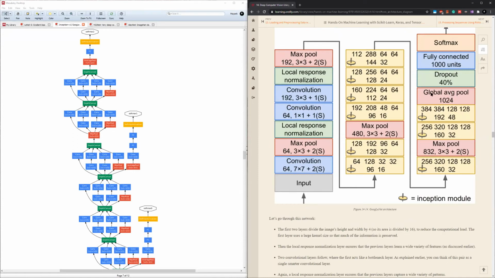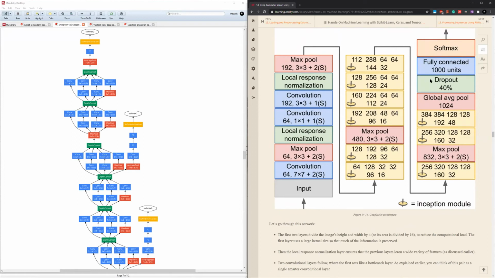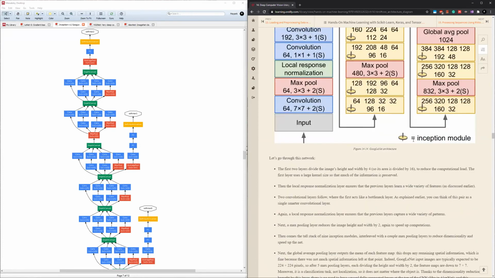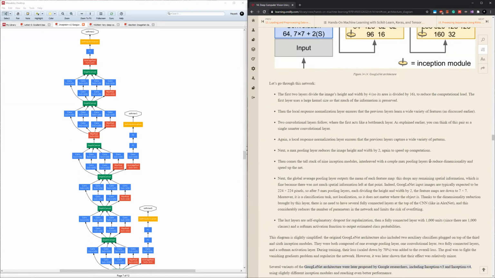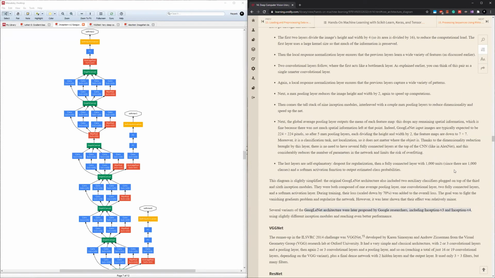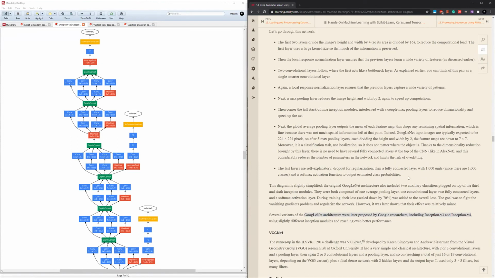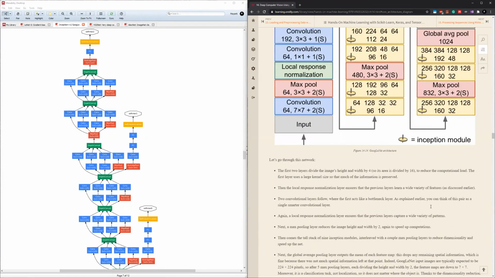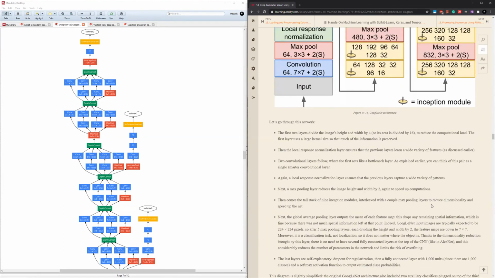And then there's a normal dropout with a 40% rate, and the fully connected layer of 1000 units, and then the softmax to select those classes. So this is it for the GoogLeNet architecture.